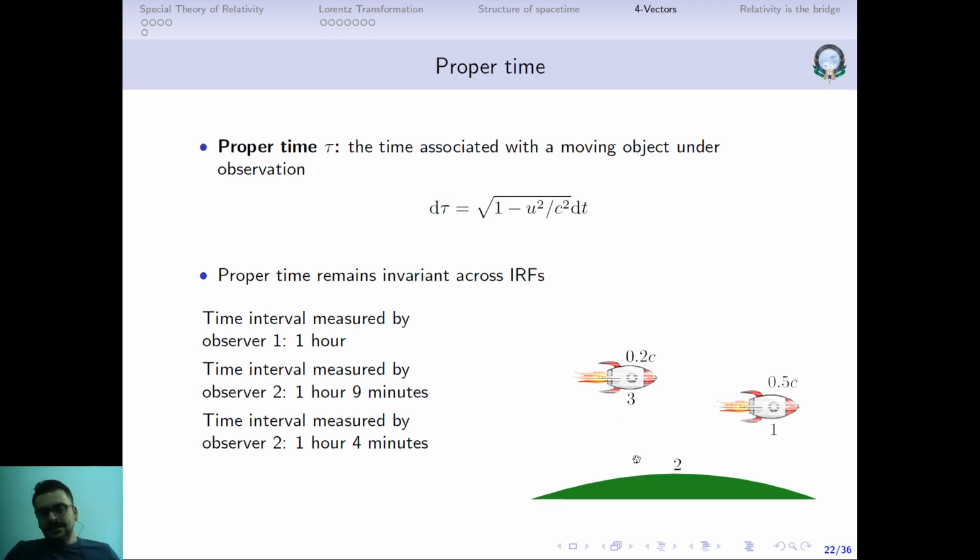The reason is because you can always calculate back, and you can find out what is the time that is being shown by the moving observer. So both of them will agree that the time that is being shown by your clock is going to be 1 hour. So this is what we are talking about. This is the proper time, the time that is associated with a moving object which is under the observation.